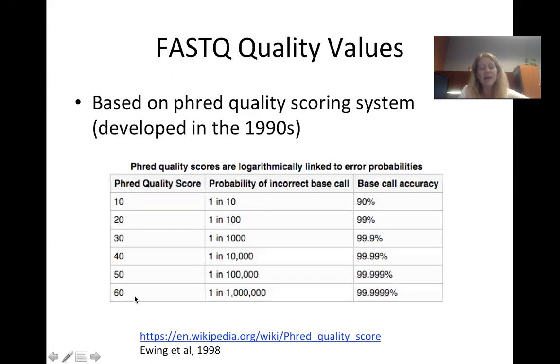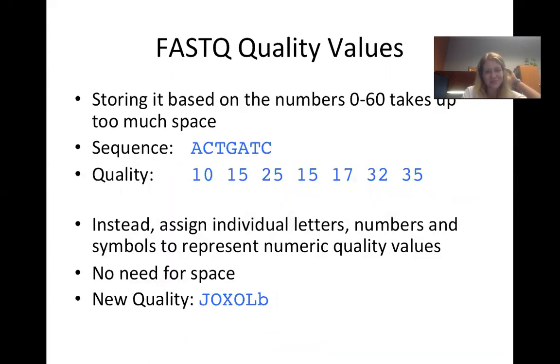I think back in the Sanger days, you go all the way up to 60, and that would be a 1 in a million probability of an incorrect base call, so 99.9999% accuracy. Yeah, but these are numbers, and that's not what we saw on the previous slide. So how do we get from the numbers to these codes that are in the FASTQ file?